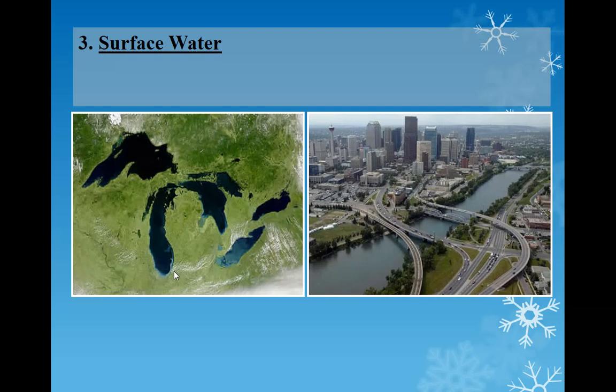Surface water, that's the kind of water that we can drink. So surface water would be lake water that you find in lakes. Again, on the image on the left-hand side, we have an image of the Great Lakes. On the right-hand side, we have a picture of Calgary, where you have the Bow River flowing through it, and the Bow River being a major source of water for us in Calgary.